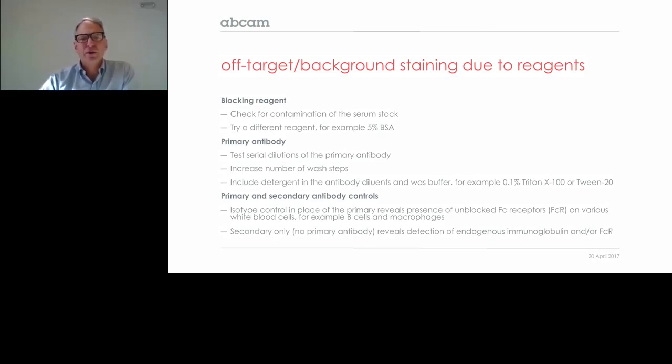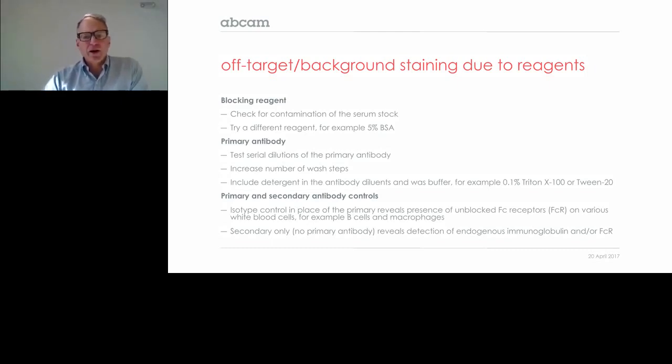And you can increase the number of wash steps. If you simply, after the primary antibody, just wash once very quickly, that might be insufficient, and there might still be some primary antibody soaked into the tissue section that needs to be removed. And then finally, you can include some detergent in the antibody diluent and wash buffer, for example, 0.1% Triton X-100 or Tween 20, and that will help reduce the amount of non-specific staining you might get.